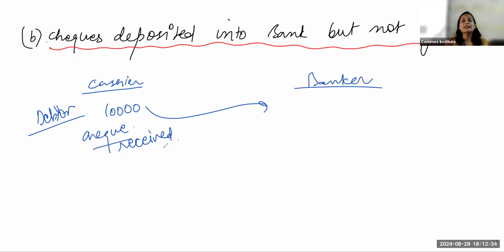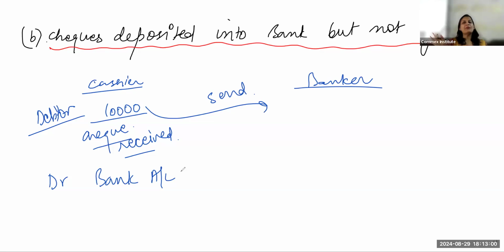Okay, so as soon as he sent the check to the banker, what do we do? If the check received is sent to the banker the same day, what do we do? We debit the bank account. Okay, so what did the cashier do? As soon as he sent the check, the same day he debited the bank account. So the bank column would be debited. No checks in hand because the same day we have banked it. So bank account would be debited, bank column in the cash book.